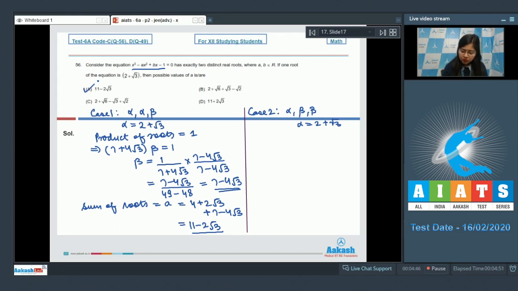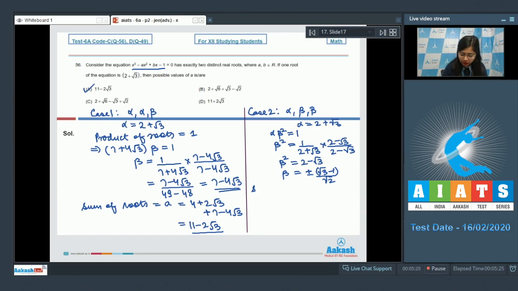Now in case 2, we have alpha into beta square equal to 1. So we have beta square equal to 1 divided by alpha, that is 1 upon 2 plus root 3. Multiplying by 2 minus root 3 in the numerator and denominator, this is equal to 2 minus root 3. So from here we can see value of beta is equal to plus minus root 3 minus 1 divided by root 2. So this is the value of beta.